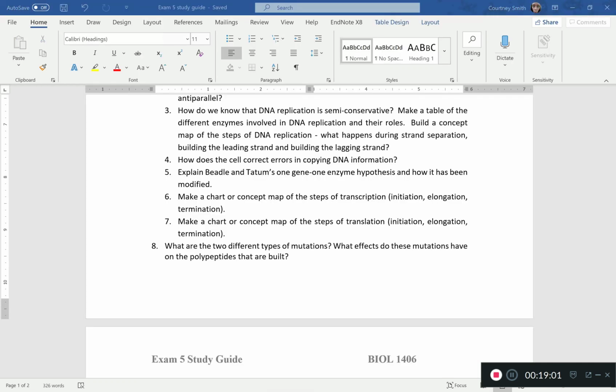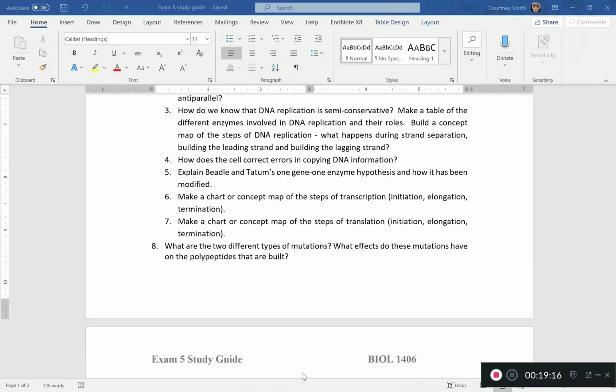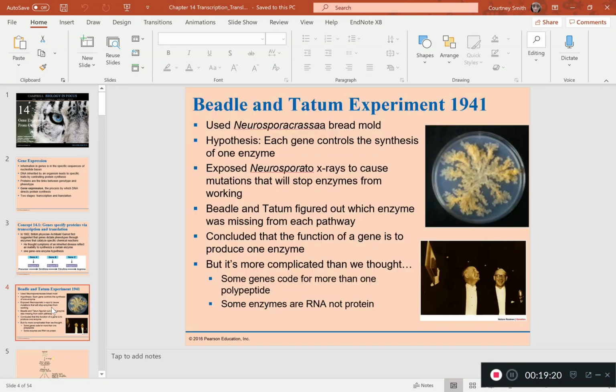Okay, so with that, let's go ahead and talk about number 5. Number 5 is about the Beadle and Tatum experiment, or the one gene, one enzyme hypothesis. That is found in chapter 14, so let's go ahead and go to that. Chapter 14 is about gene expression.